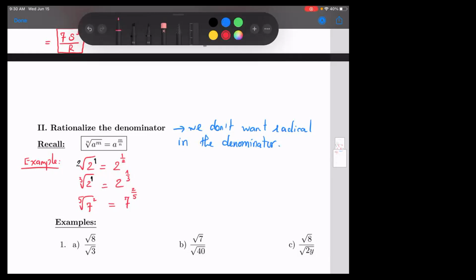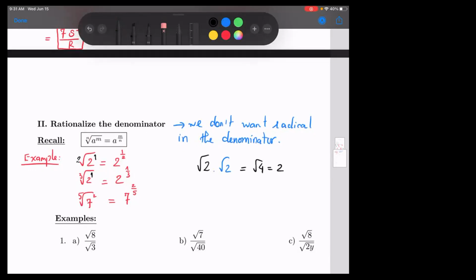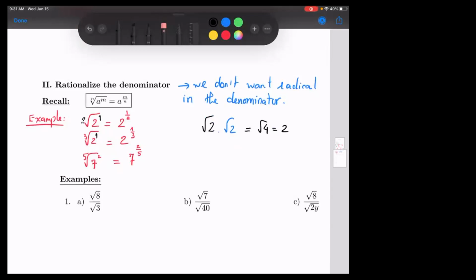So let me give you an example. You don't have to write this down. So the square root of 2. I want the radical to be gone. So the best way to do it is to multiply with what? Root 2, right? Root 2 times root 2 is root 4, which is 2. So if you see a root under the denominator, you just multiply with that root. Assume that root is already simplified. If it needs to be simplified, you have to simplify it first.